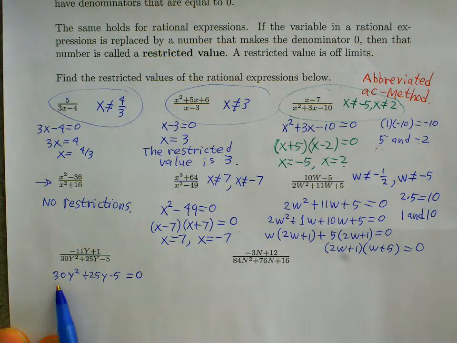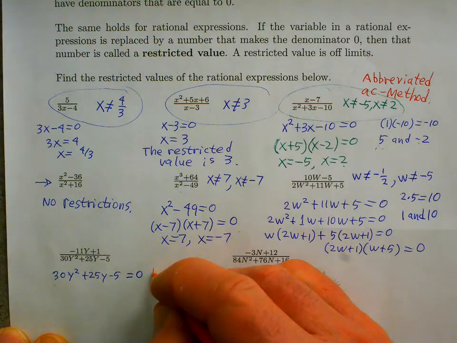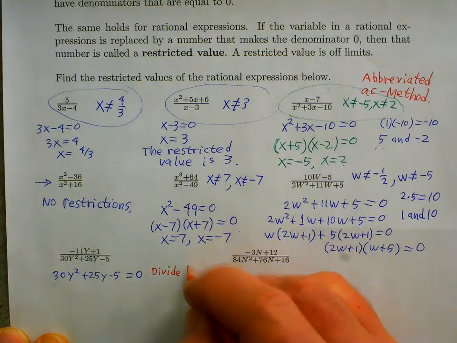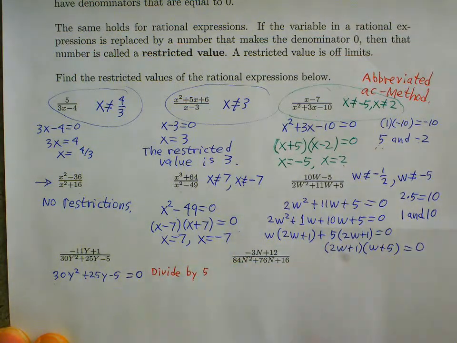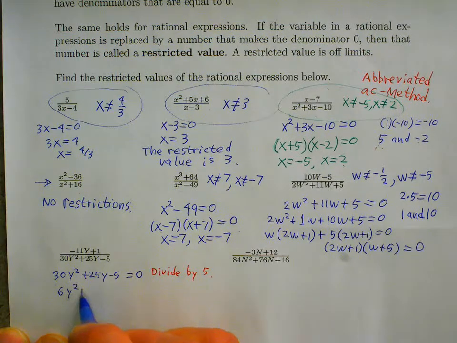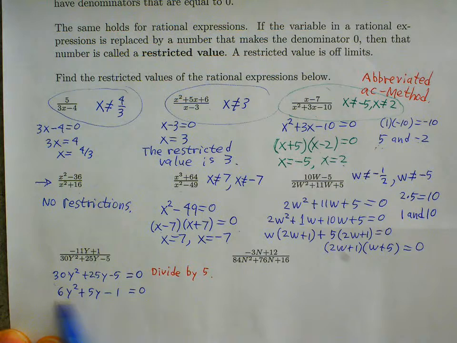The greatest common factor of all three terms is 5. And so we can divide every term on both sides by 5 just to get rid of the excess clutter. Divide every term on both sides of the equation by 5. We'll get 6y to the second plus 5y minus 1 equals 0, divided by 5 is just 0. And then we can solve this by factoring.